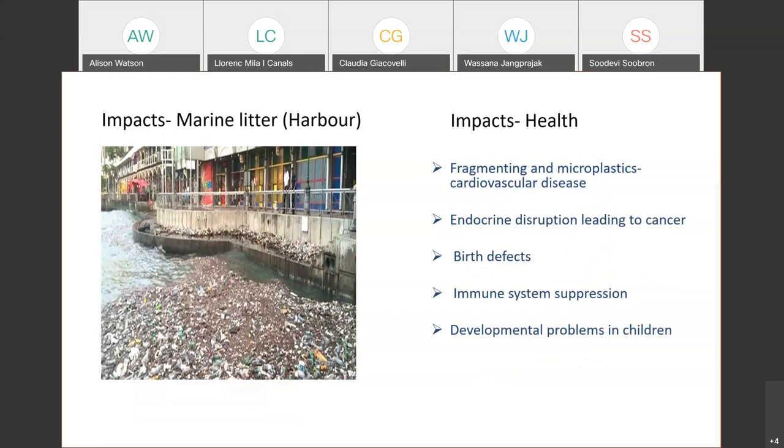And we also have another problem, which is the impact on health. This is from literature. We can get cardiovascular diseases, endocrine disruption, some birth defects, immune system suppression, and developmental problems in children. Next slide.